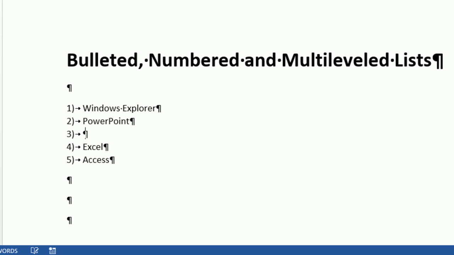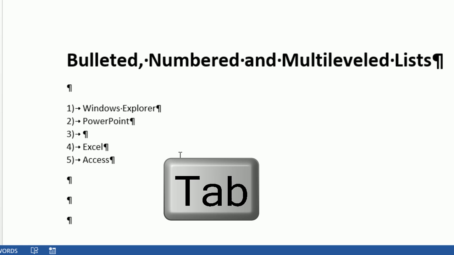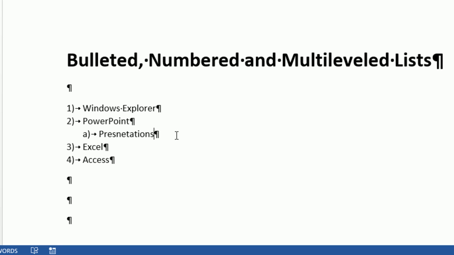PowerPoint. Enter. Now, this is just a straight list, 1, 2, 3, 4, but I want sub numbers underneath each one of these topics. So here's how you do it. It's called going in a level. Tab. Tab goes in a level. So I'm going to type presentations. Enter. Now, that's polite.